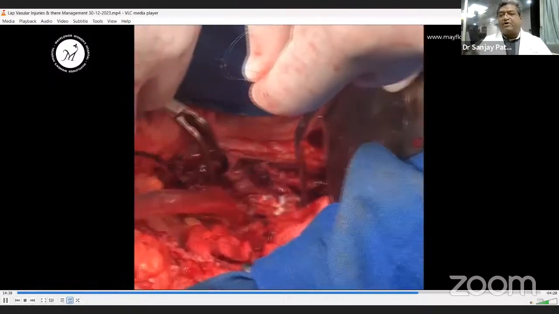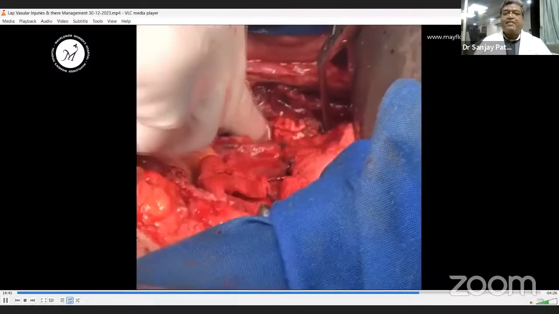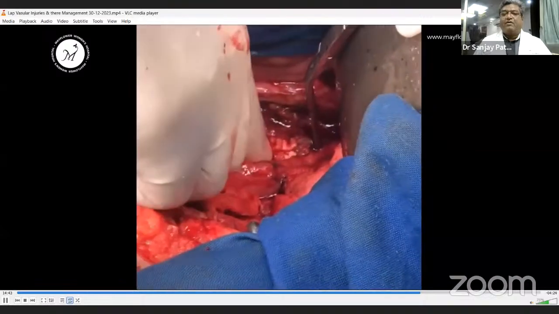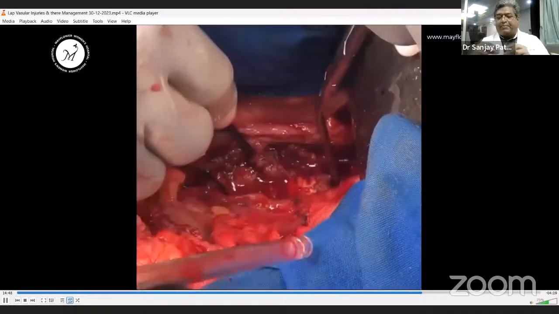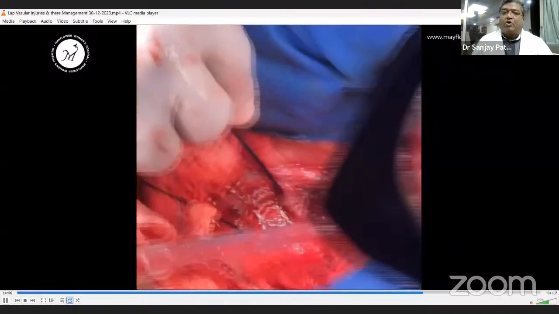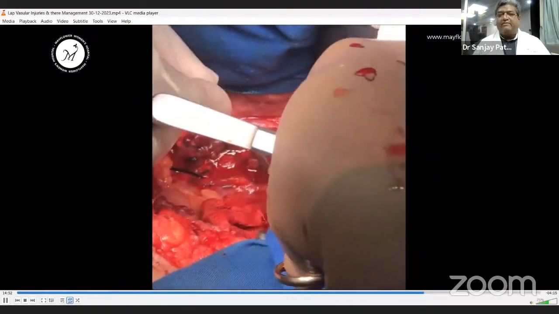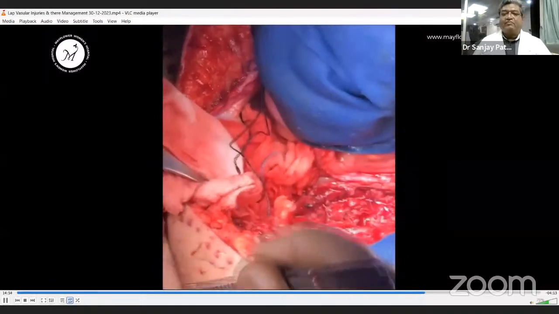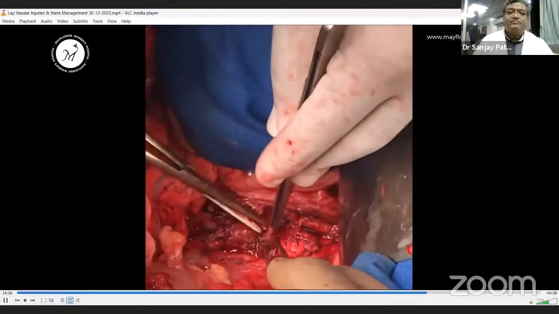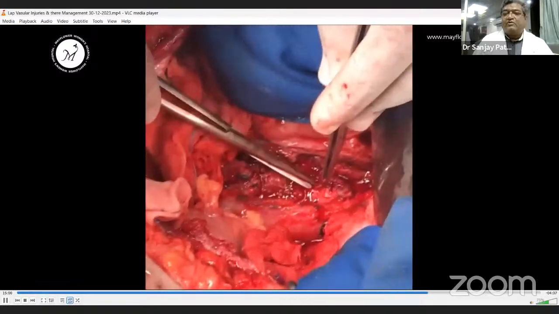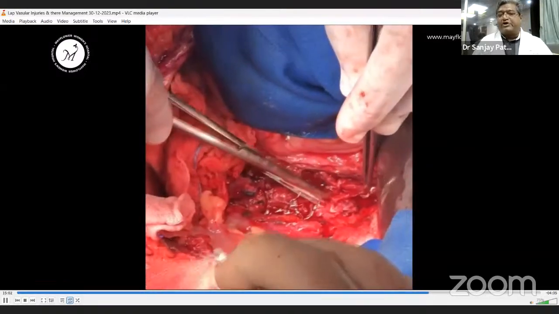So we remove the clamp. And look here, we create the plate of the Teflon over this aorta. This is all the fibrotic tissue, we remove it.